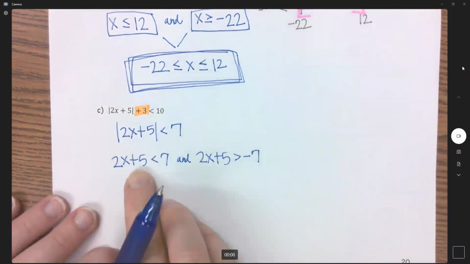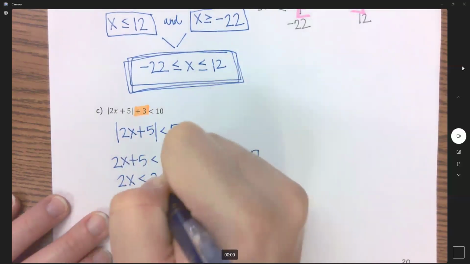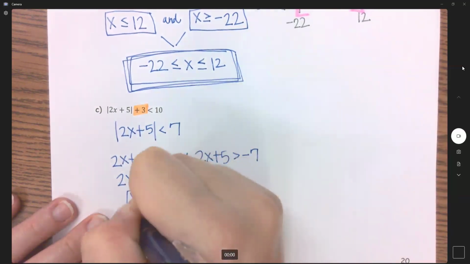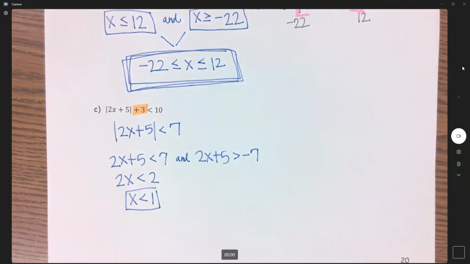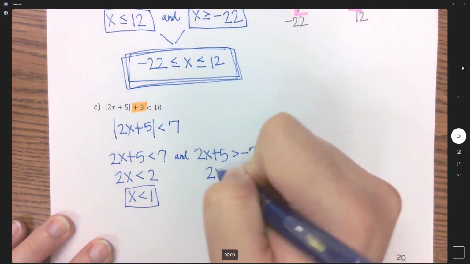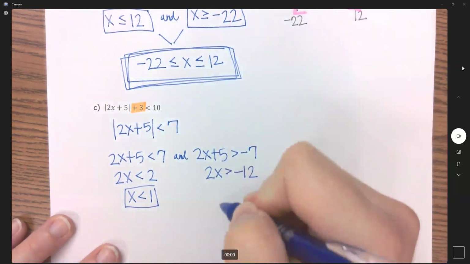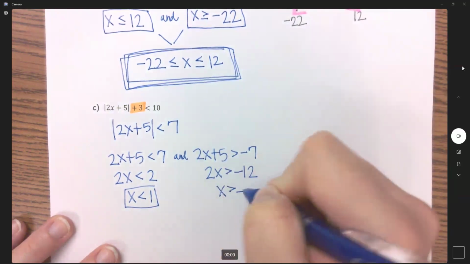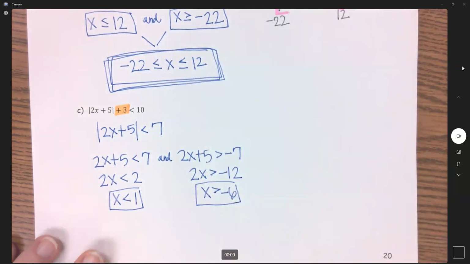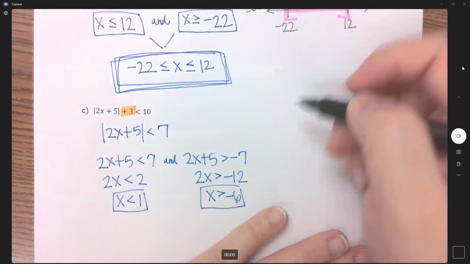So for this first one, we're going to subtract that 5 and then divide by 2. And we get that x is less than 1. Over here, we're going to subtract our 5 and then divide by 2 to get x is greater than negative 6. So I'm going to end up making my inequality symbol, but let's just graph this based off of these right here real quick.